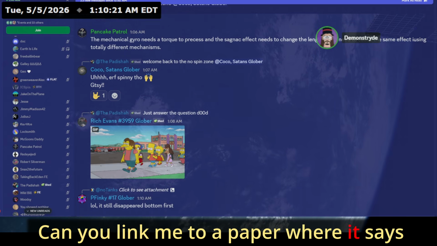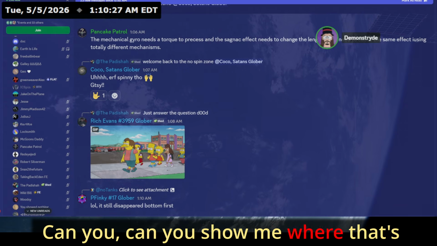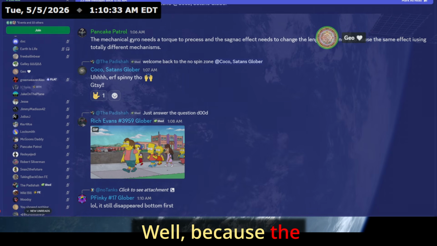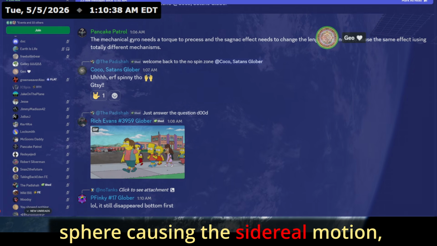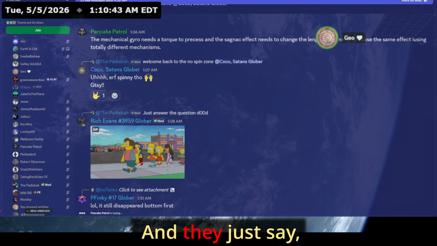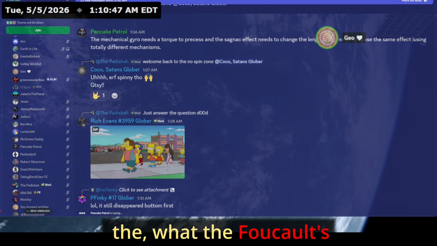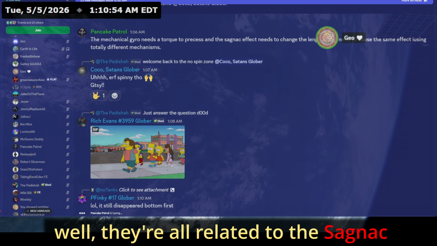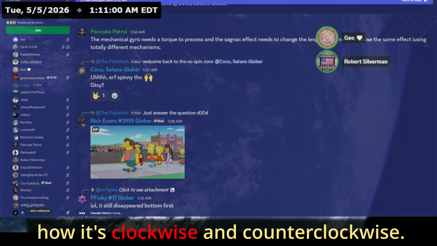Can you link me to a paper where it says that the Sagnac effect affects the Foucault's pendulum? Can you show me where that's linked together anywhere? Well, it would be the same. Because the Foucault's pendulum is claimed to be affected by claiming that you're on a sphere causing the sidereal motion, meaning the rate of the stars, how they move. And they just say, hey, we're on a sphere, and therefore that's what it's picking up. However, what the Foucault's pendulum picks up, and I would say even Coriolis as well, they're all related to the Sagnac effect, meaning this very gentle drift, the 15 degrees an hour, and how it's clockwise and counterclockwise.